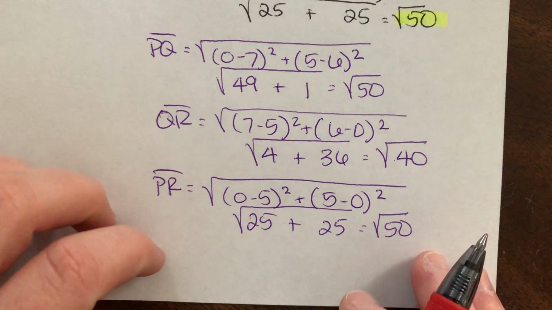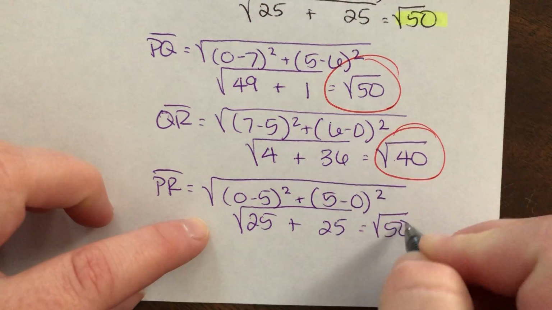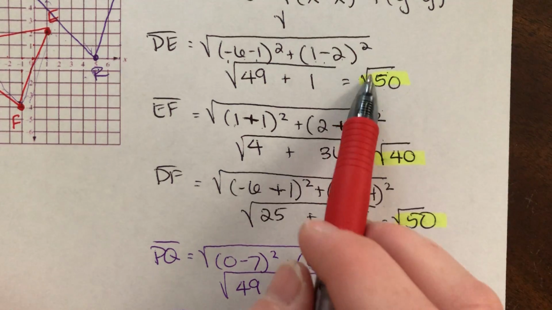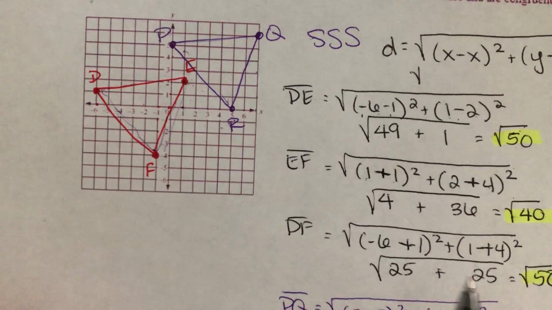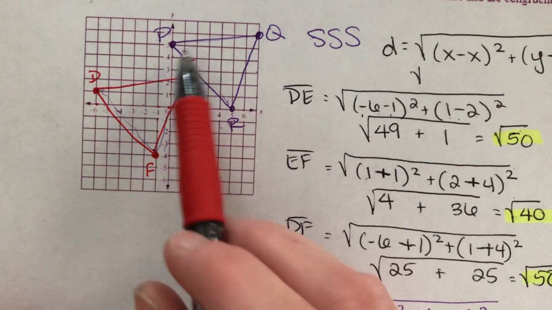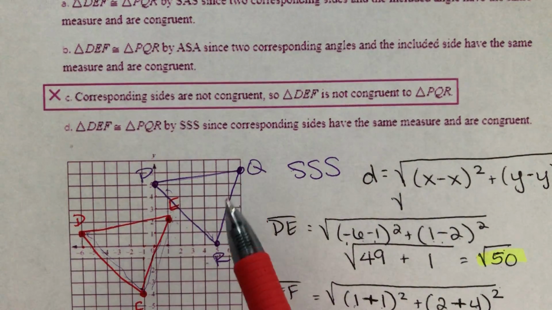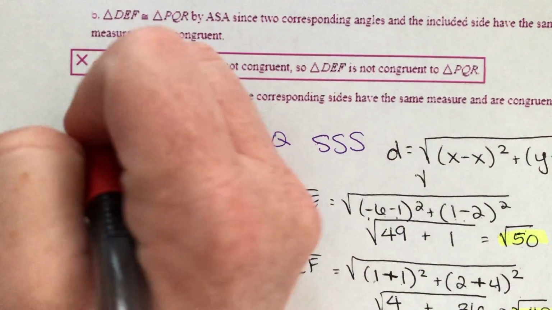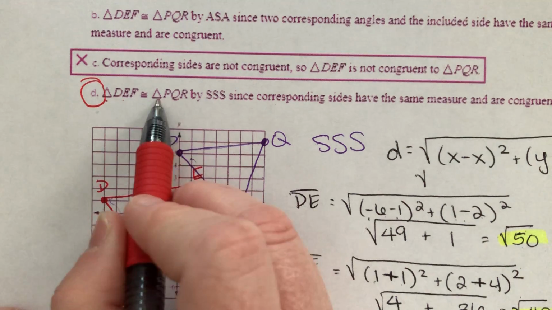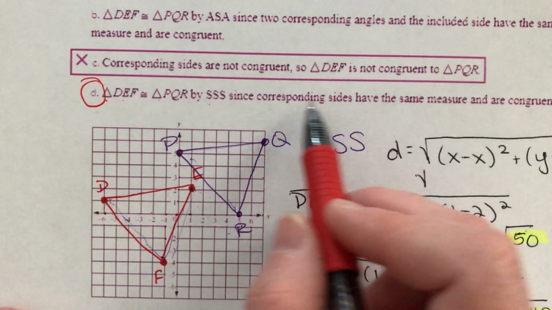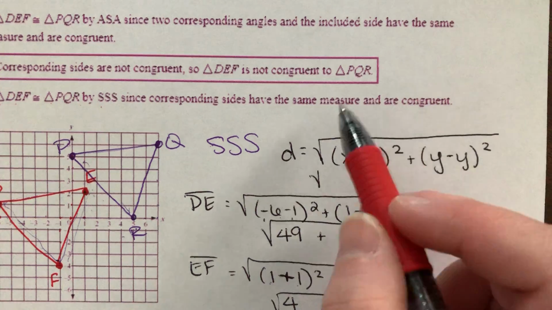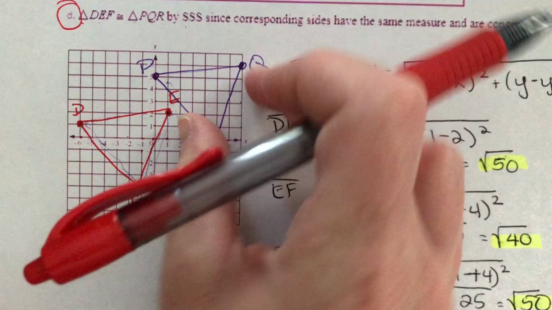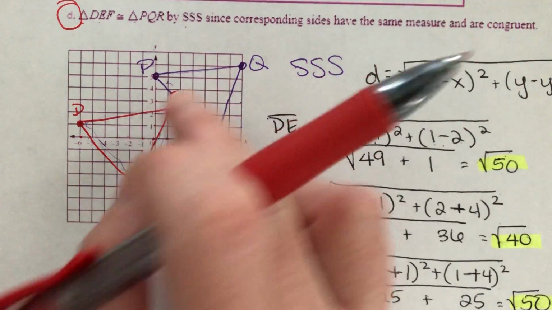Okay, so we can see right now that the three sides of that second triangle are square root of 50, square root of 40, square root of 50. The first triangle, square root of 50, square root of 40, square root of 50. So they're all the same, right? So when all three sides of both triangles are the same, the two triangles are congruent by side, side, side. So that would be this guy right here. The triangles are congruent by S, S, S, since the corresponding sides have the same measure, right? They're congruent. We don't necessarily know they're corresponding. Sometimes this triangle could be twisted, but it could still have the same length sides.